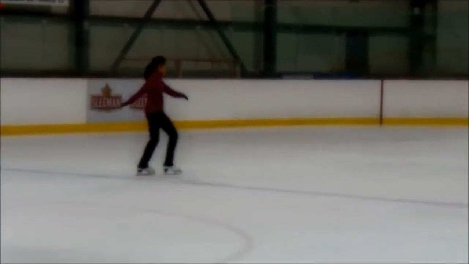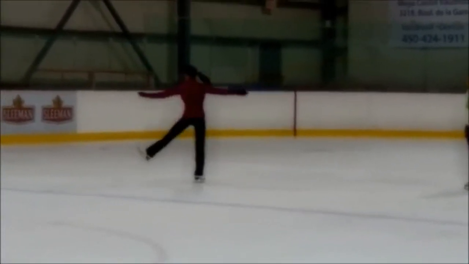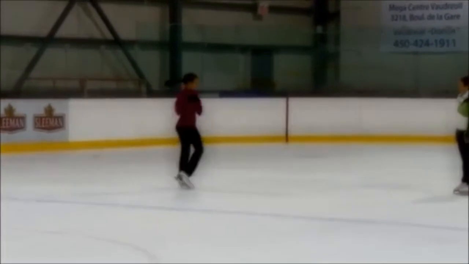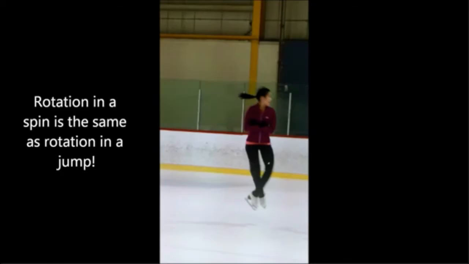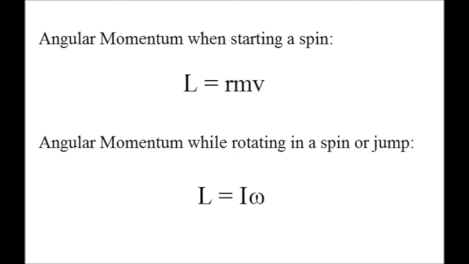Now that you know how a spin starts, you might wonder what happens in a spin. Well, the answer to that is quite simple. It's really the same as when you rotate in a jump. So that means that you can increase the speed of the spin because of the moment of inertia and the conservation of angular momentum. Just to clarify, the equation for angular momentum when starting a spin is L equals rmv, and the equation for when you're rotating in a spin or jump is L equals I omega.